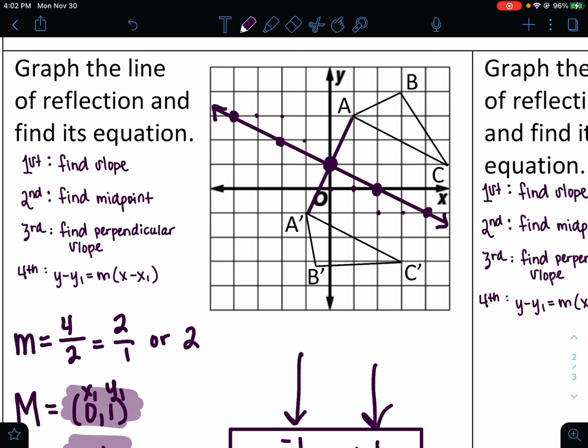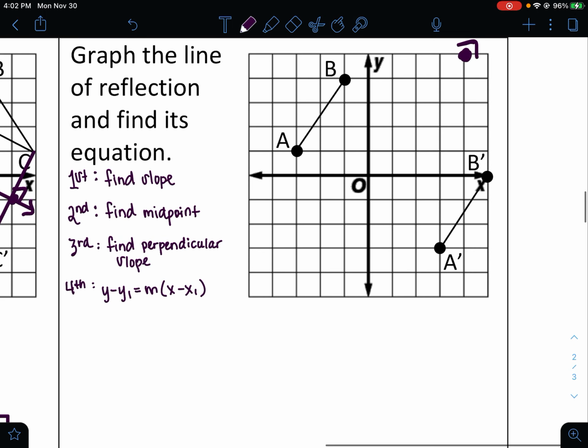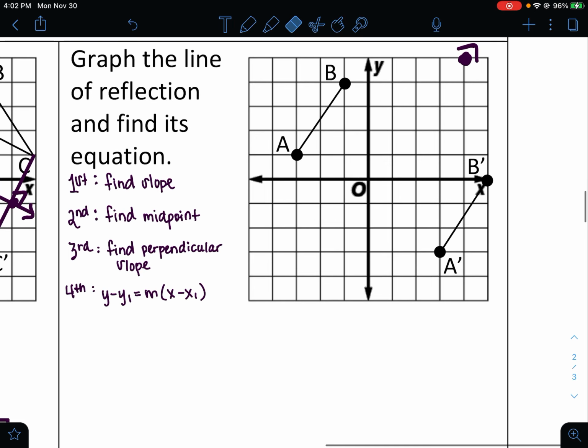There it is. And as you can see, the lines connecting A prime, B prime, C prime are all perpendicular to the line that we just drew. Graph the line of reflection and find its equation. Same situation, so let's do the same thing again.